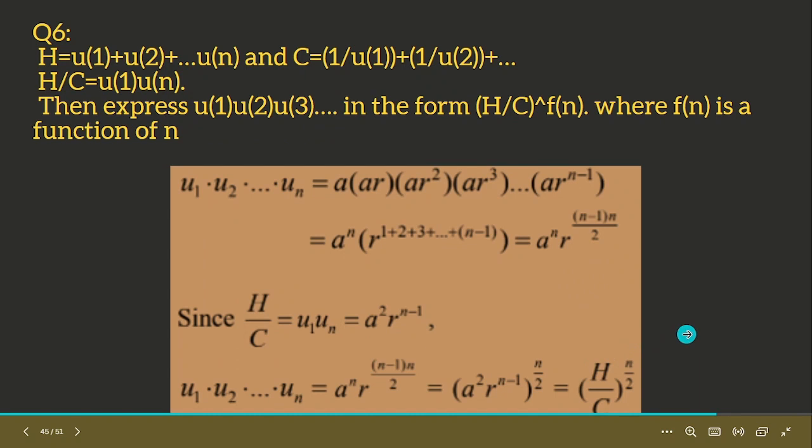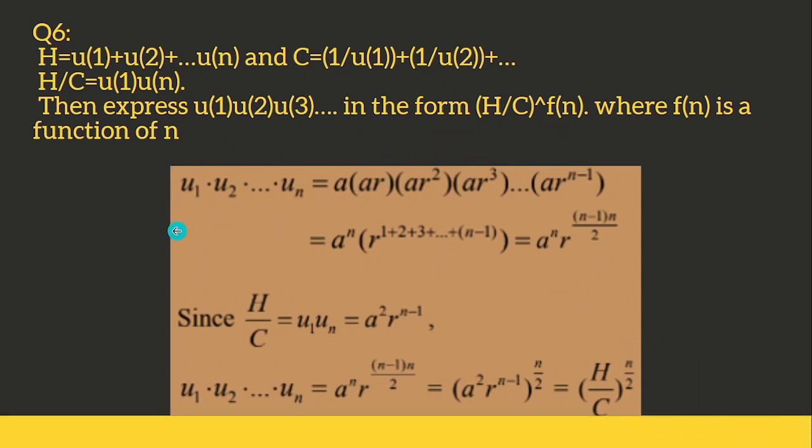Then for the second part, express u1, u2, u3 in the form h over c fn. So we try and see what u1 times u2 times all the way to un is. So it's going to be a times ar times ar squared times ar cubed all the way to the end. So we can factorize it to a power n times r to the power of 1 plus 2 plus 3 and so on and so forth. So this itself is its own arithmetic progression. So we convert this AP into n minus 1 times n over 2.